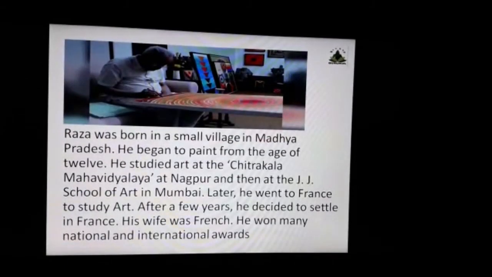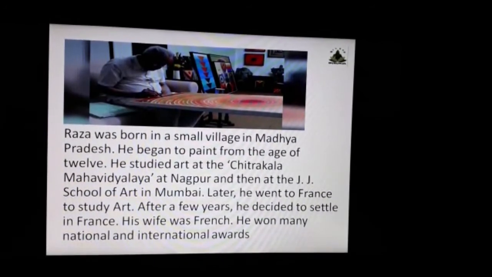Raza was born in a small village in Madhya Pradesh. He began to paint from the age of 12. He studied art at Chitrakala Mahavidyalaya at Nagpur and then at JJ School of Art in Mumbai. Later, he went to France to study art. After a few years, he decided to settle in France. His wife was French. He won many national and international awards.